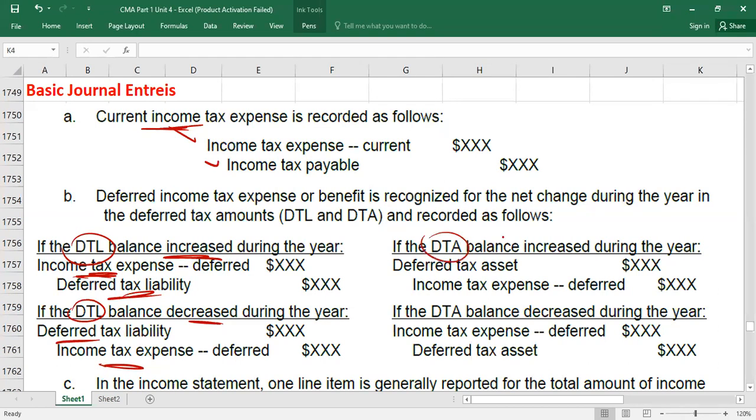In the same way, when you are dealing with the deferred tax asset, first you need to calculate the increase or decrease in deferred tax asset balances. If deferred tax asset has increased, an asset increase is a debit, so deferred tax asset will be debit and income tax expense will be credit. It means whenever there is an increase in deferred tax asset, tax expense will decrease. If the deferred tax asset decreases, the asset should be credited, so deferred tax asset is credit. Then what goes to the debit side?